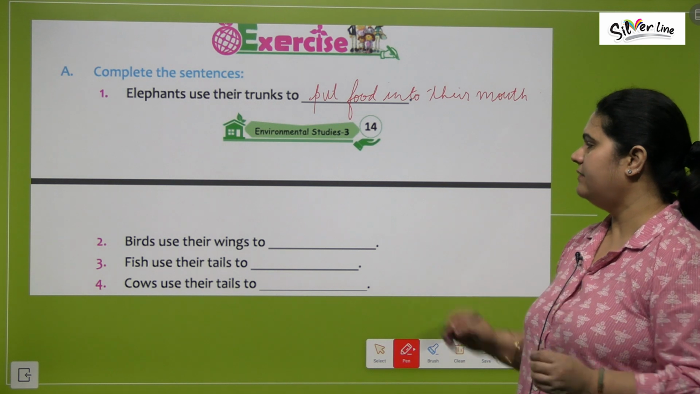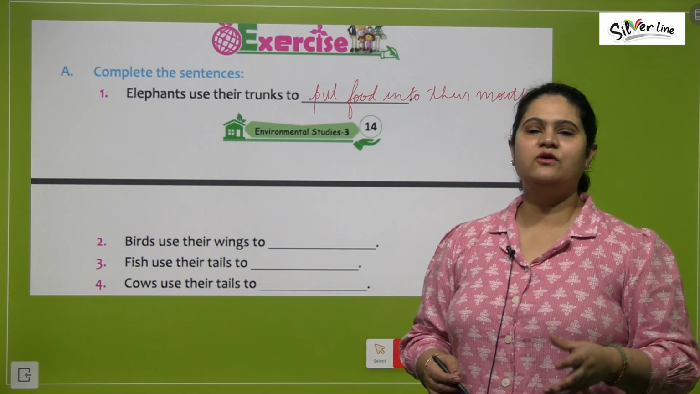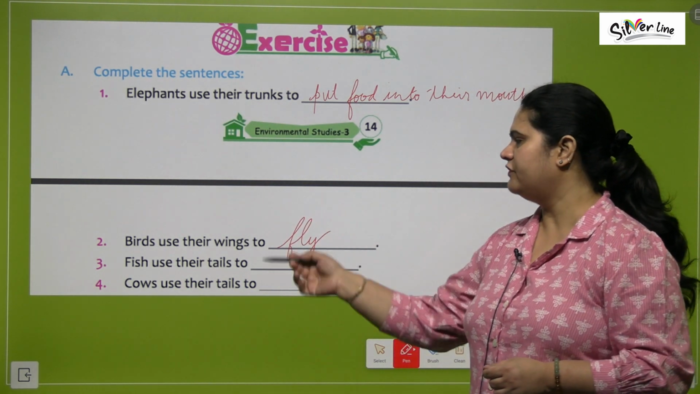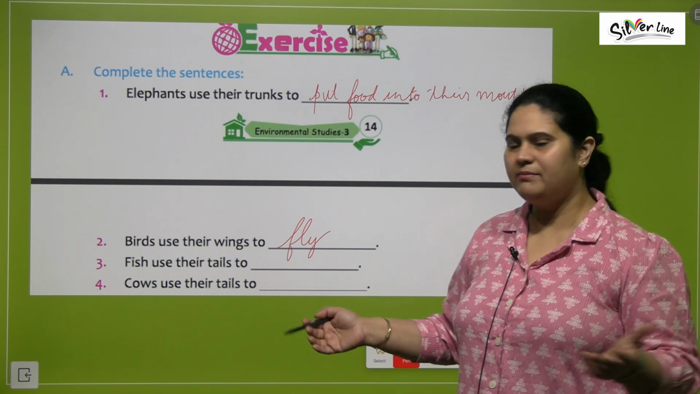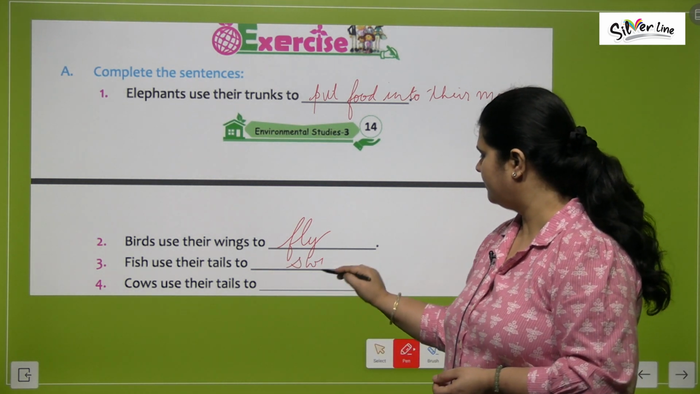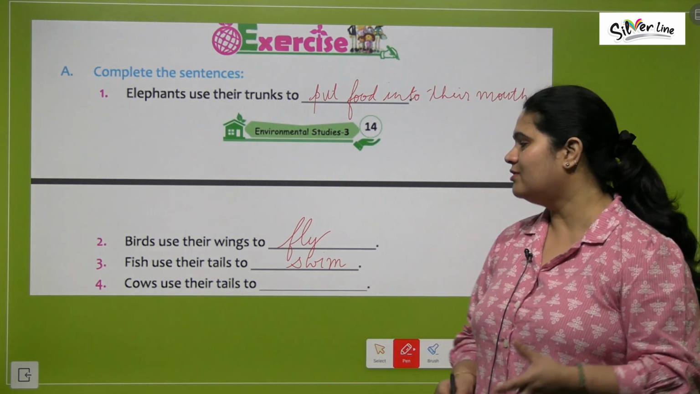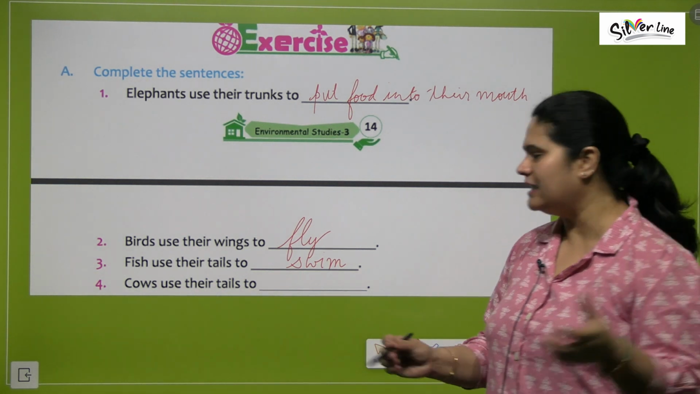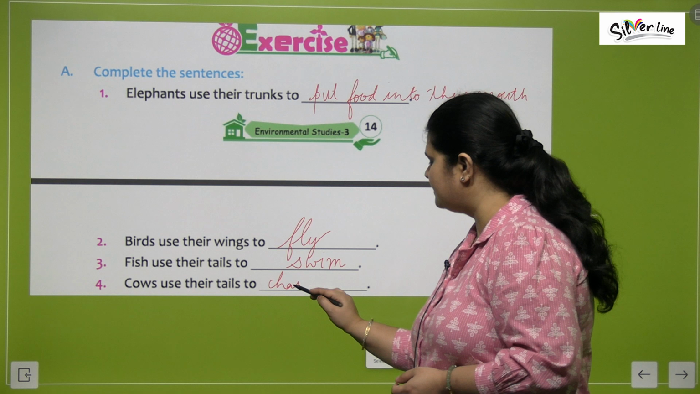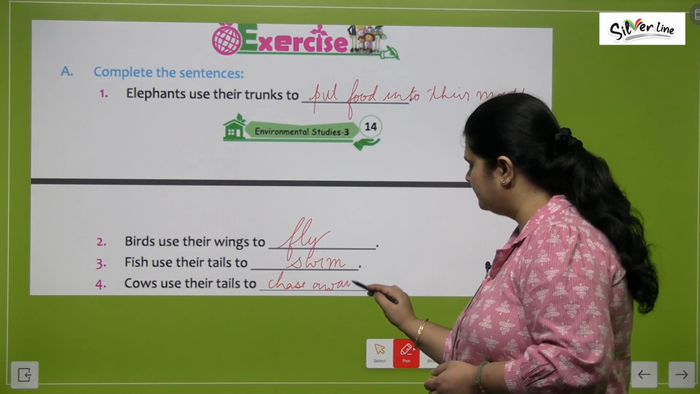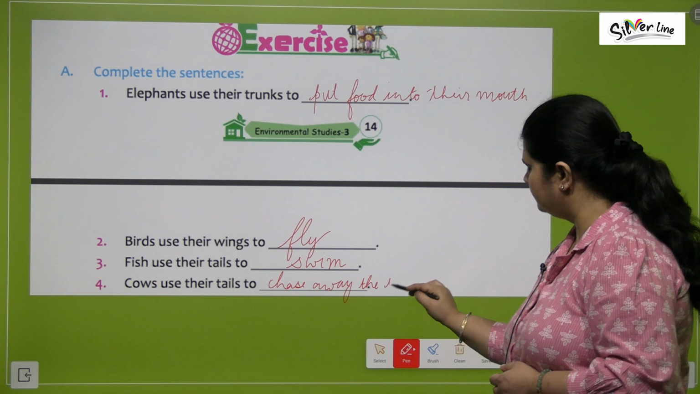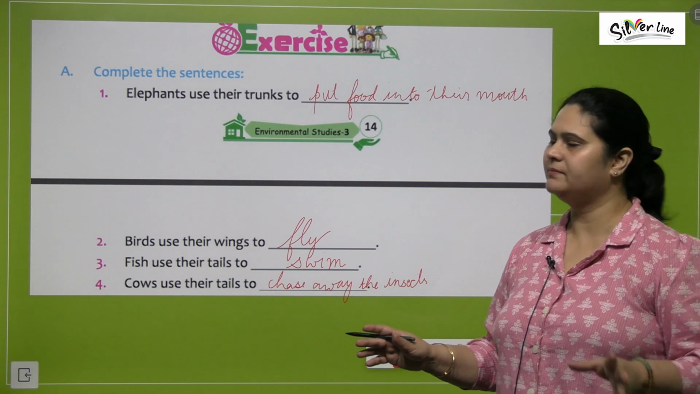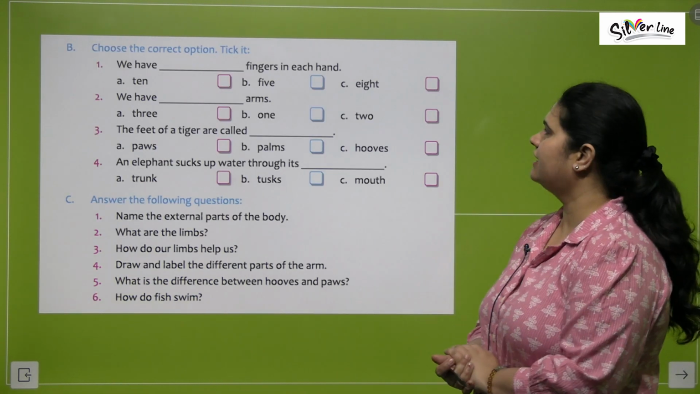Clear? Then birds use their wings to fly. Very good. Fish use their tails to swim. And cows use their tails. Why do cows use their tails? They use it to chase away the insects. Clear, everyone? Great. Let's move on to the next question.